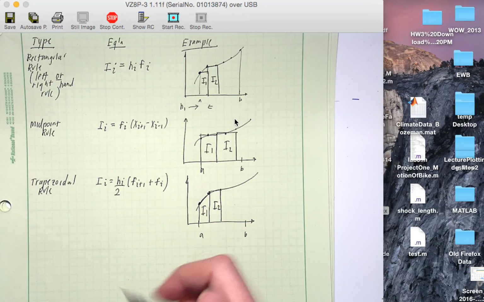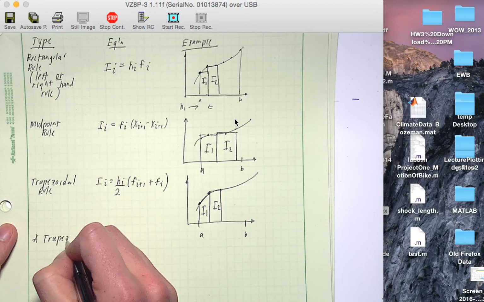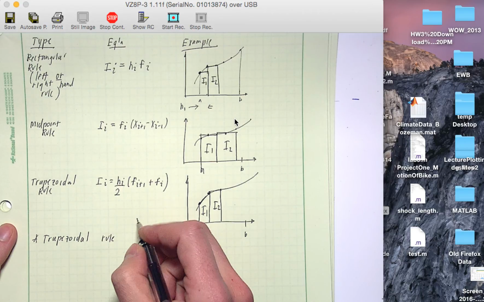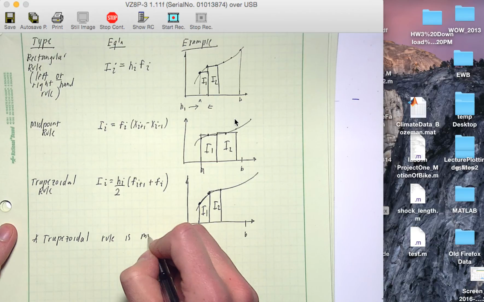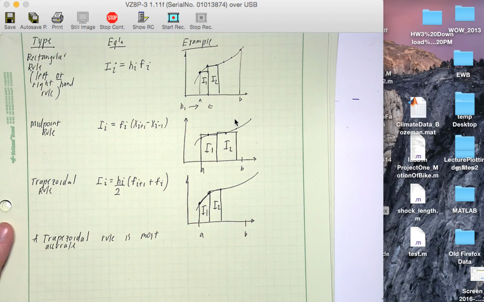In this class, we don't talk about accuracy at all. That's something you'll talk about in 303 a lot, like understanding how to actually determine accuracy. But I hope you can just believe me that trapezoid is the most accurate method.